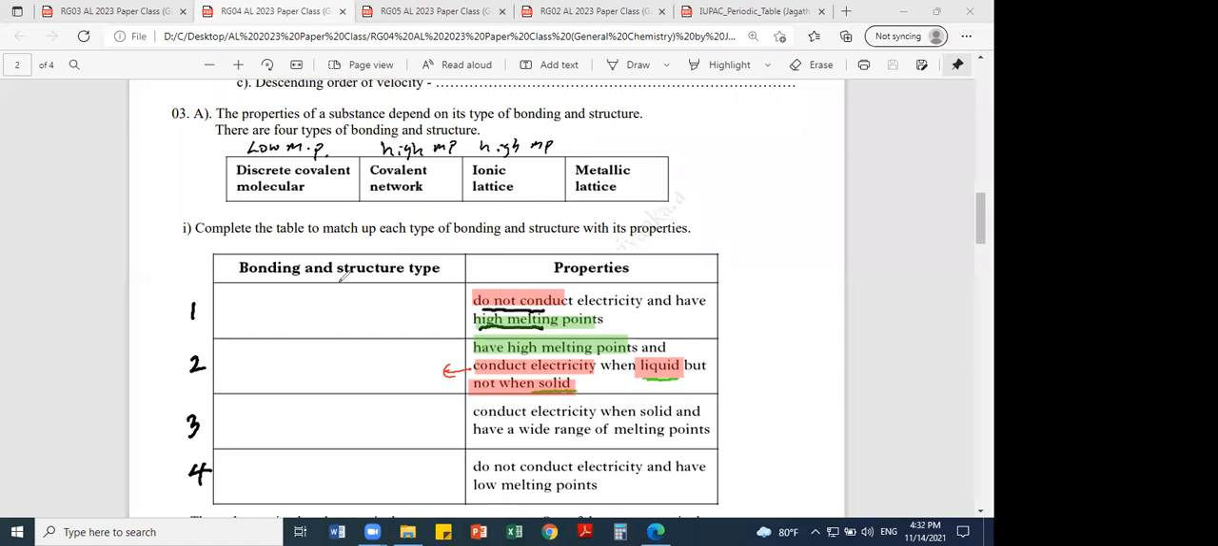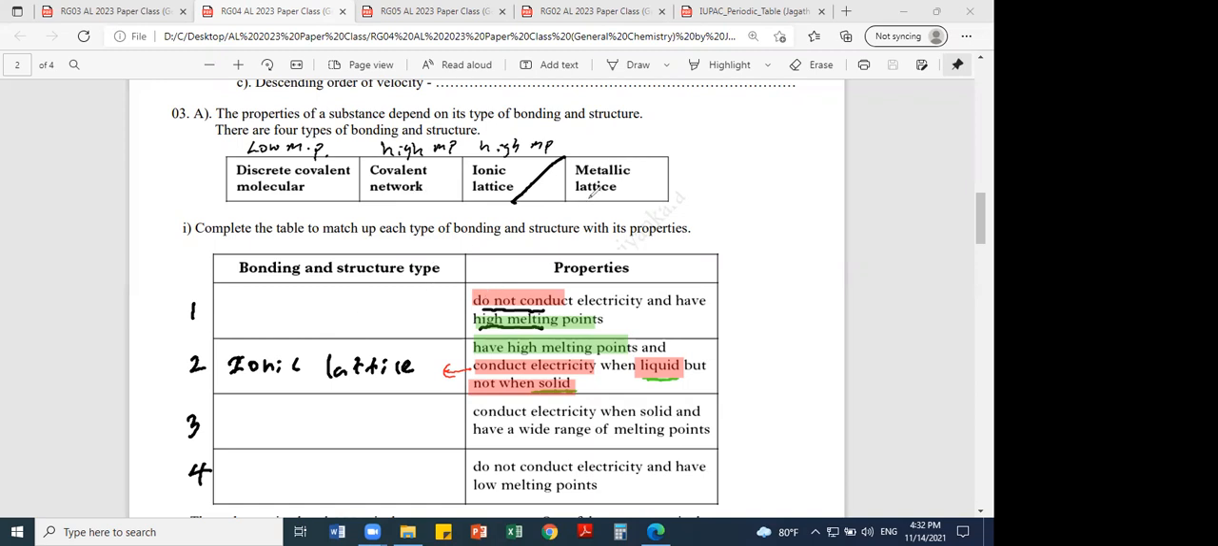Number 1 and 2 now you can figure out. This should be definitely ionic, right? Number 2 should be definitely ionic lattice, because a solid ionic compound doesn't conduct, but in liquid form it conducts. So number 2 should be ionic lattice. Ionic lattice done. Then what is remaining? Covalent network and metallic lattice.